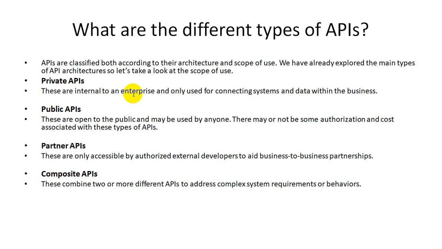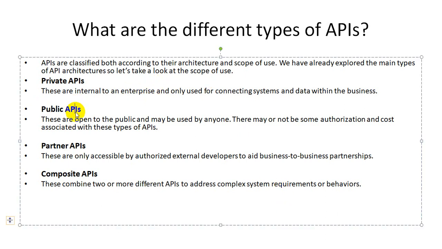Public APIs. These are open to the public and may be used by anyone. There may not be any authorization or cost associated with these types of APIs. There are some websites whose APIs you can reach. Partner APIs. These are only accessible by authorized external developers to aid business-to-business partnerships. Like if you connect Salesforce to another external system, that will be your partner.